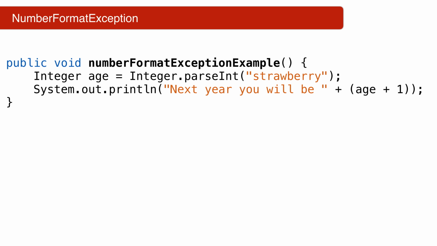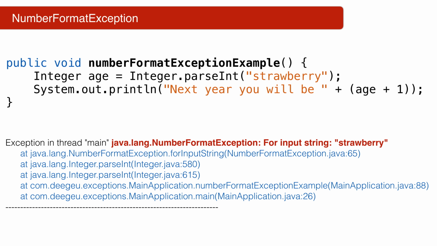Number format exceptions often turn up when we're getting input from a user. We'll ask the user, "How old are you?" and they'll answer, "Strawberry." When you try to turn strawberry into a number, we get a number format exception. This is really an exception we'll need to handle if we can ever be uncertain of the input. It's a good example for exception handling.